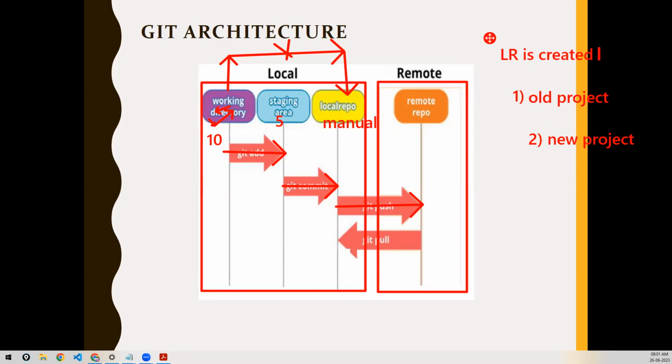Okay, the use cases are like, one is if it's an old project, you can get a copy from remote and create a local. That's one method. Another method is there's nothing on remote. You create a local repository manually, then push it to remote. Understood the two use cases, how a local repository is created?